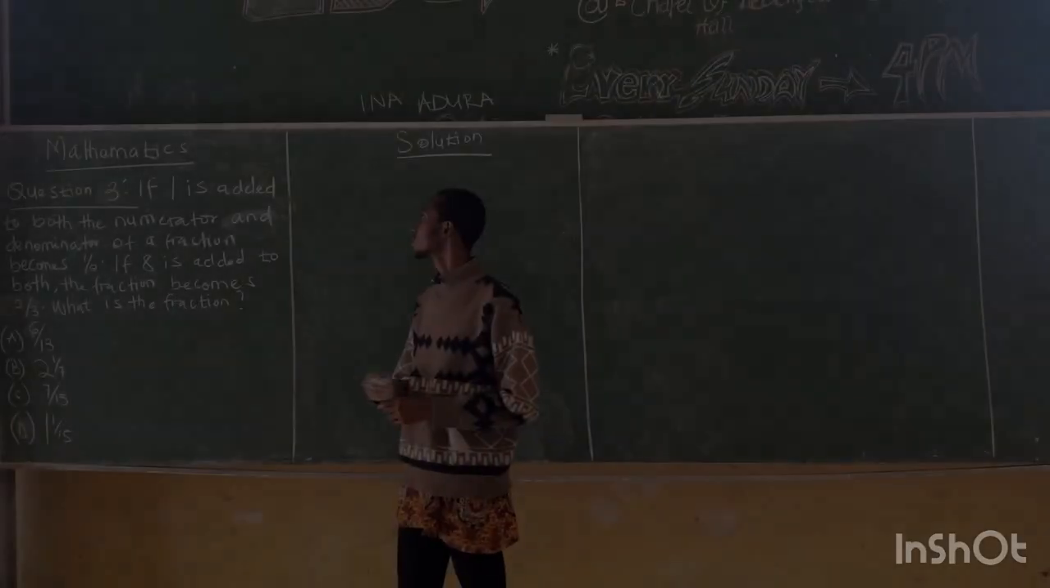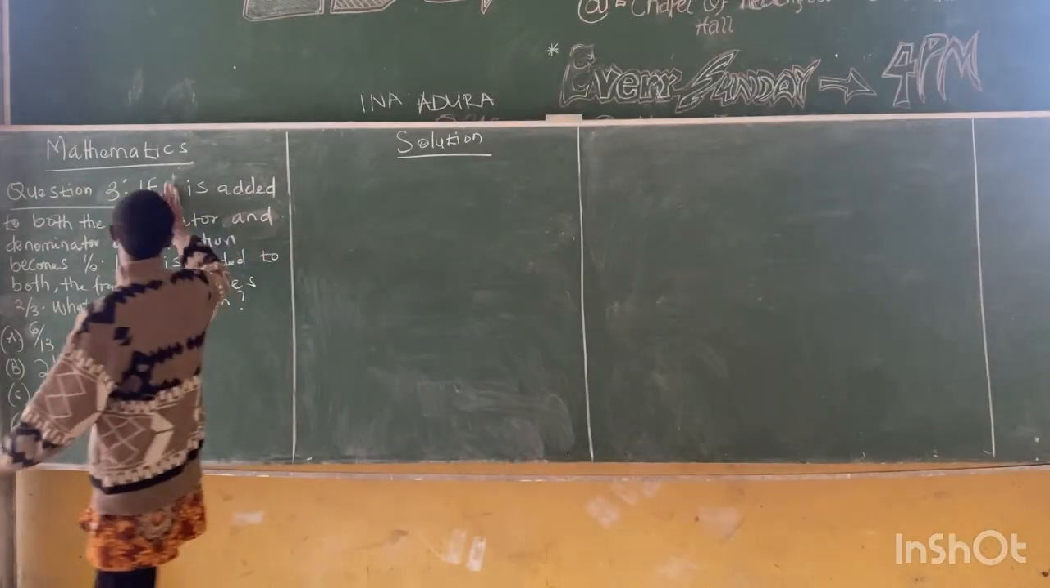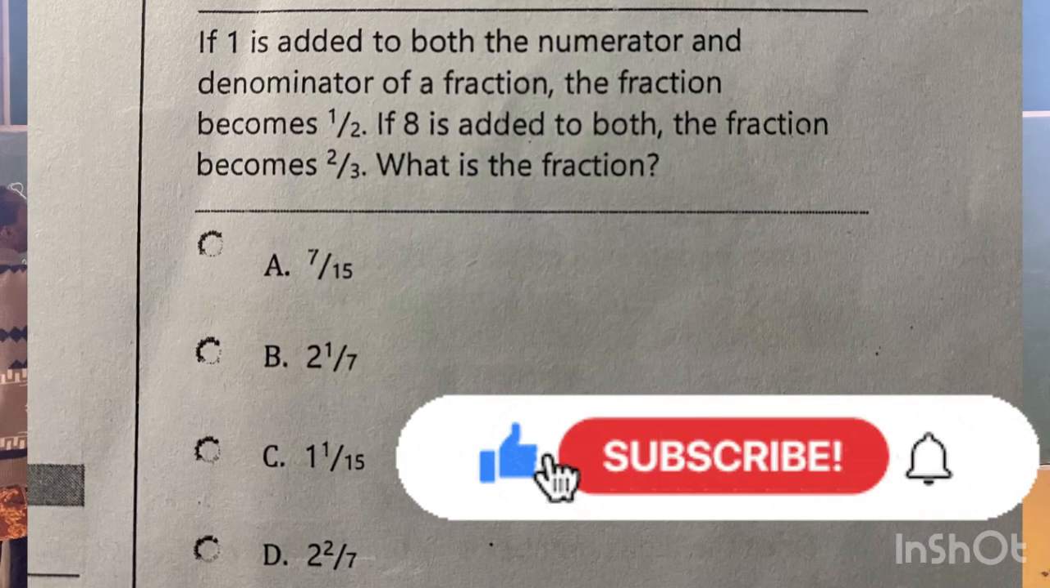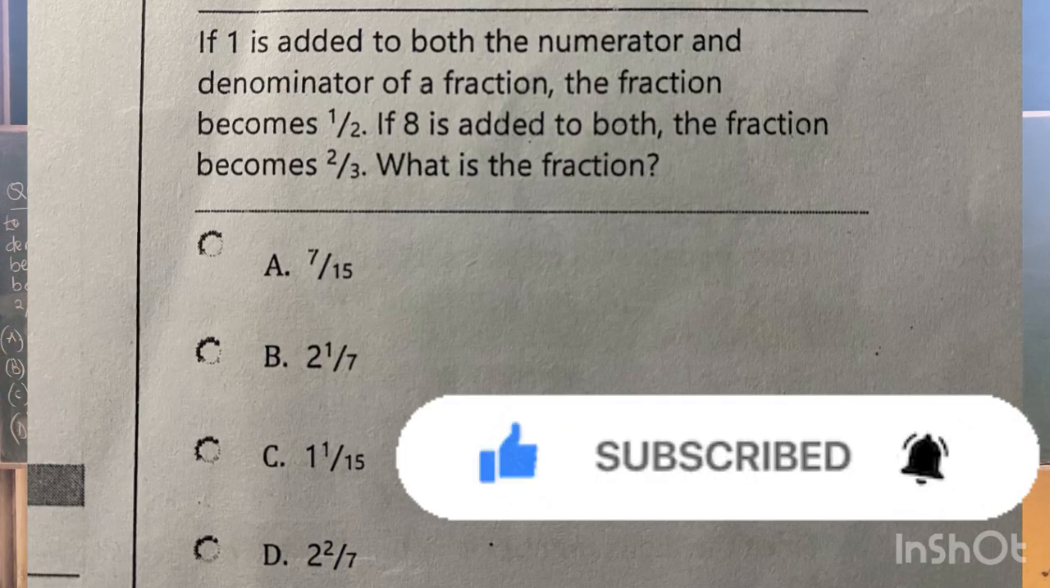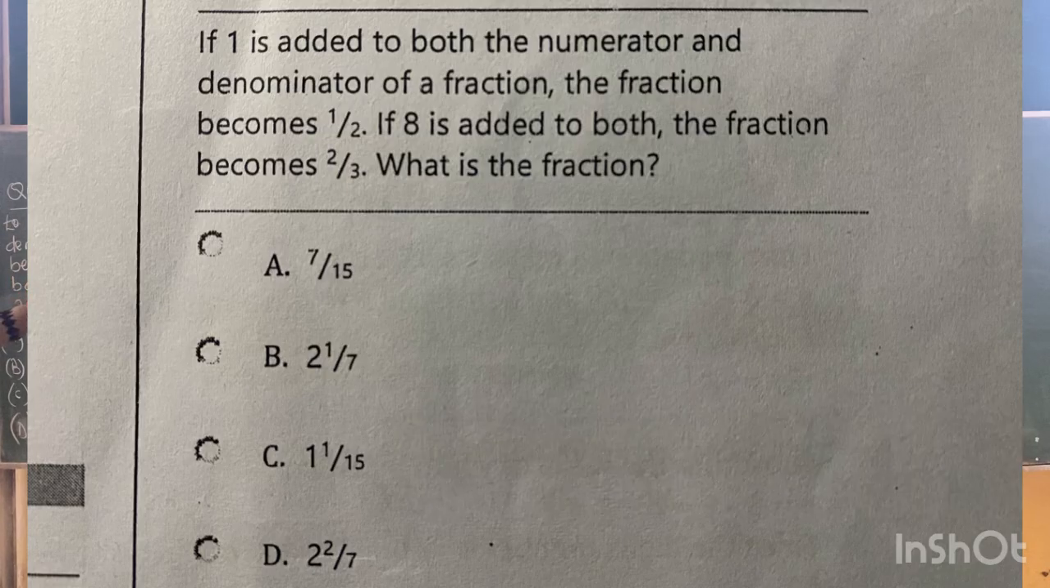Question 3 says, if 1 is added to both the numerator and denominator of a fraction, it becomes 1/2. If 8 is added to both, the fraction becomes 2/3. What is the fraction?